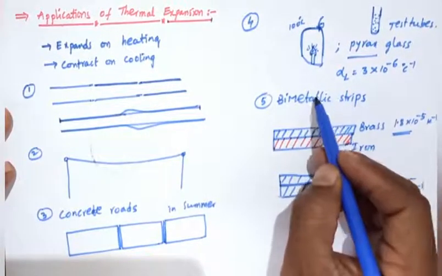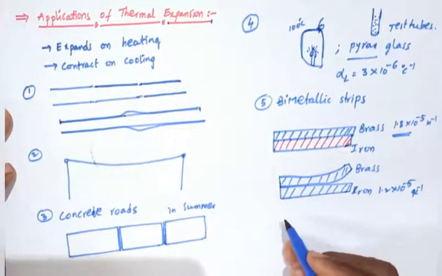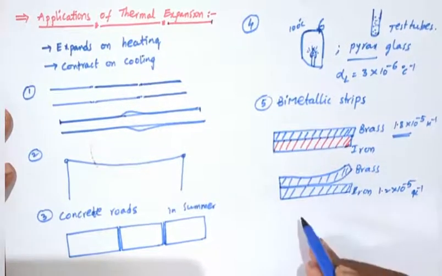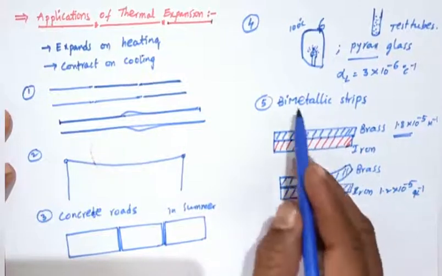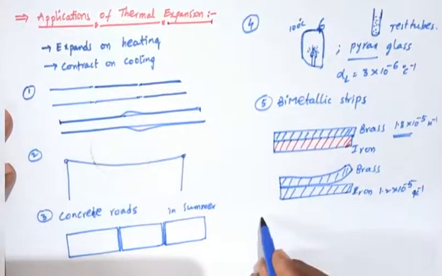This type of bimetallic strip is used in automatic refrigerators and automatic iron boxes. So this is one of the applications of thermal expansion.